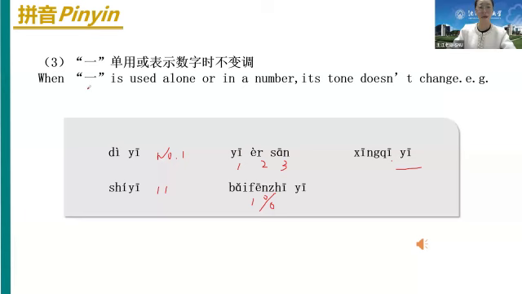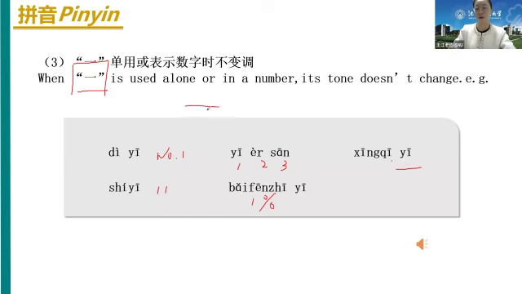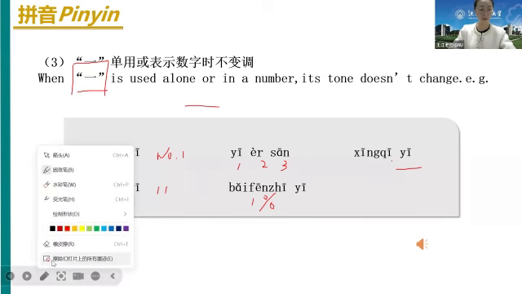When this Chinese character 一 is used alone, and you can turn off your microphone. Okay. So, when this Chinese character is used alone or in a number, we just read its original tone, right? So the first tone.